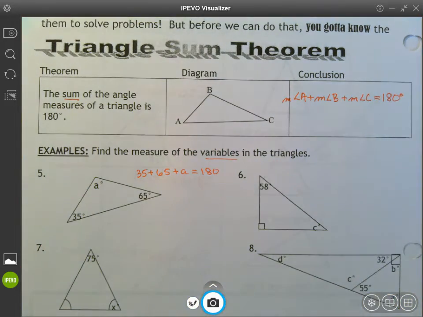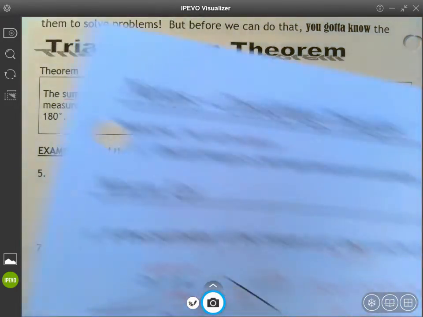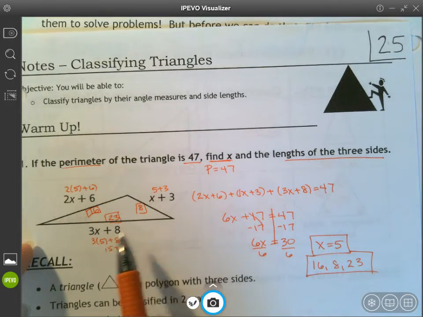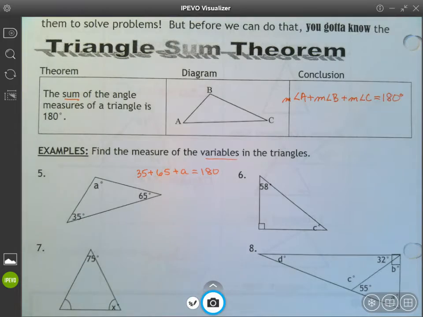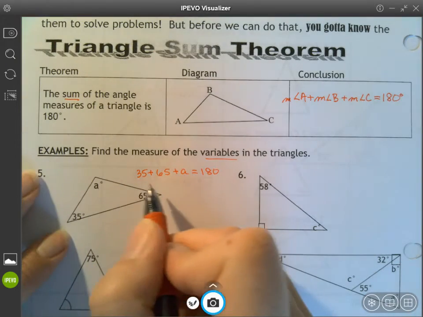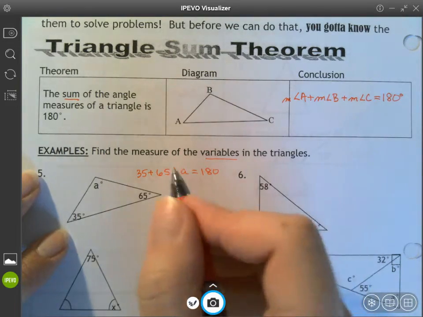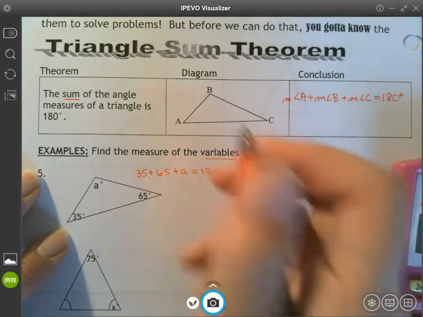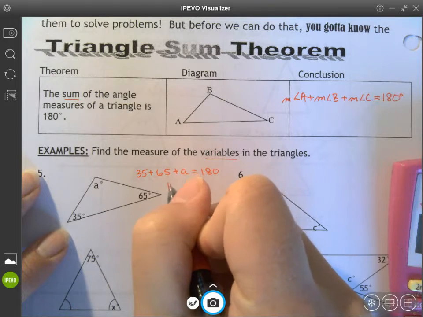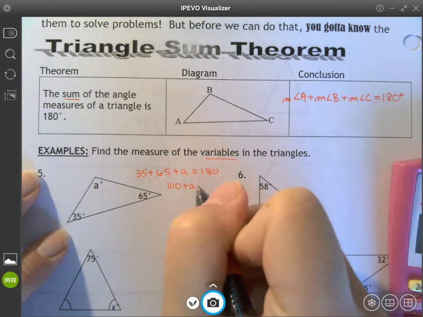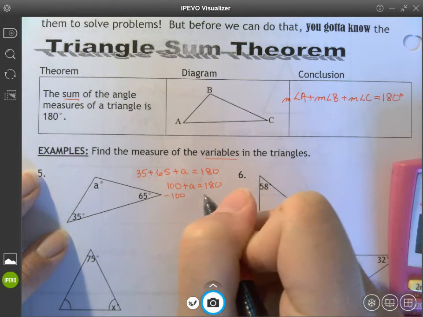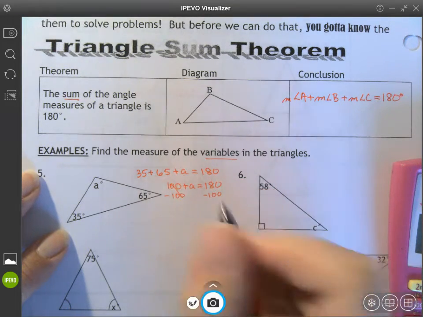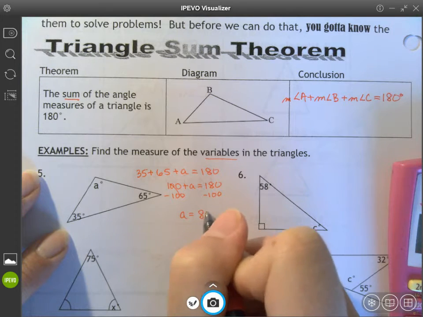So I want to remind you, when we started this, we did the perimeter. The perimeter is the length of the outside, and that could be anything. It has nothing to do with 180. It's the angle measures that are 180. Okay, so you add these up and you take it away. 35 and 65 ends up being 100, plus A equals 180. So sometimes I need to do an equation. This is one time where I don't have to, but I get A is 80 degrees.